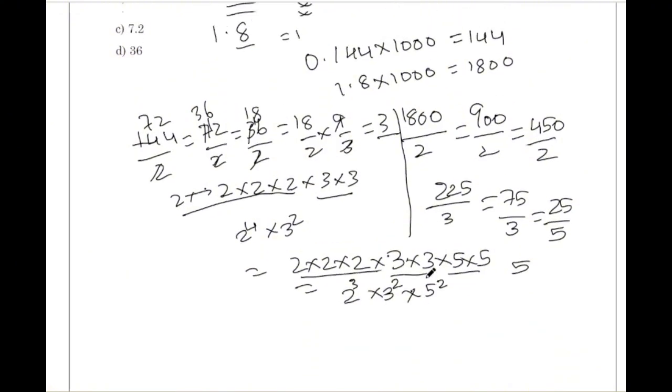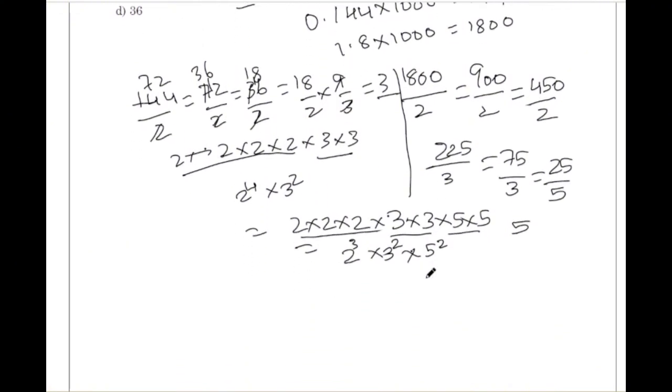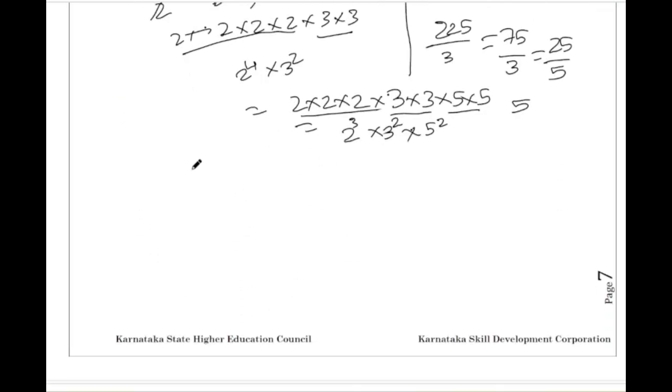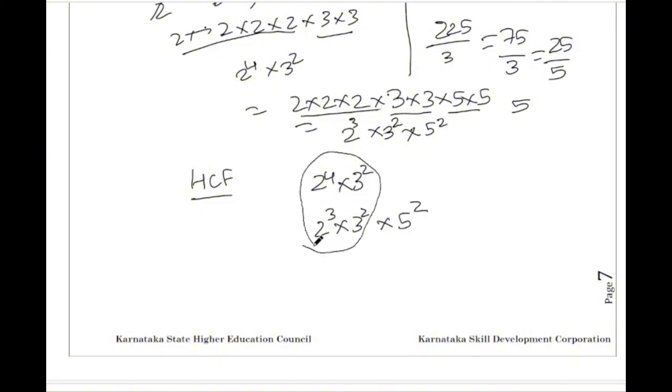I've told you, whenever you find the LCM, you see what's common. Whenever you find the HCF, what's the question? The question is of HCF. You take the HCF and see what answer you've got. You've got 2 to the power of 4 and 3 to the power of 2, and 2 to the power of 3 into 3 to the power of 2, and then 5 to the power of 2. What's common? The common is 2 and 3, and take the one which has the least power: 2 to the power of 3 into 3 to the power of 2.